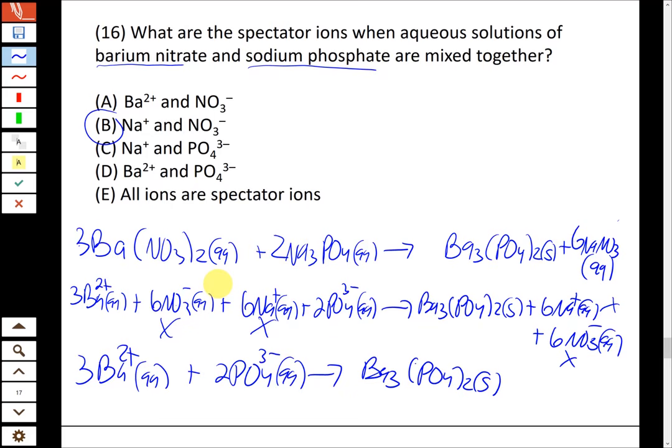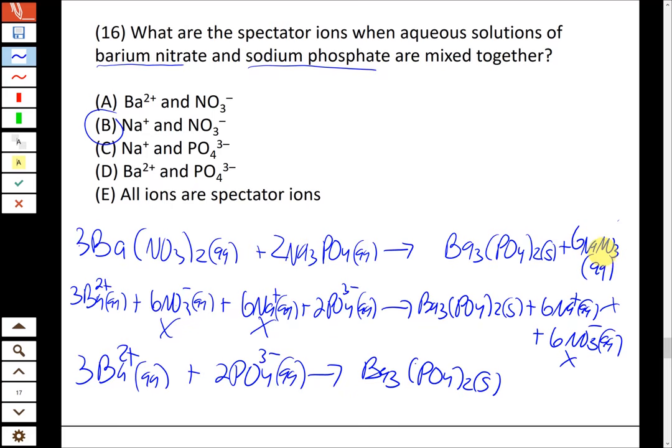Okay, any questions? Yeah. So whatever is not soluble, those are the ions that are spectator ions. The spectator ions are the ones that are soluble on both sides. So we see that sodium is in a soluble ionic compound here with sodium phosphate. Nitrate is in a soluble ionic compound here with barium nitrate. And then on the product side, sodium and nitrate are paired together into a soluble ionic compound, sodium nitrate. So they're soluble on both sides, which makes them spectators.